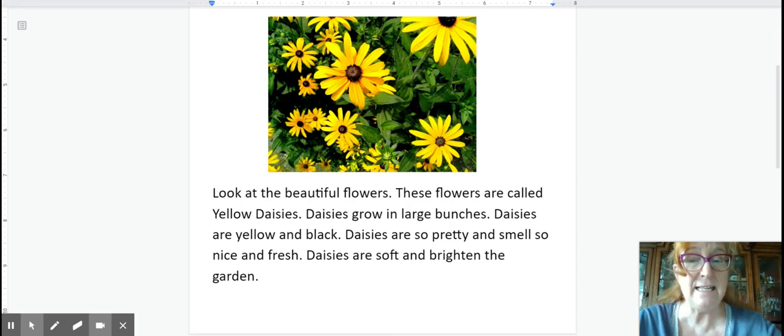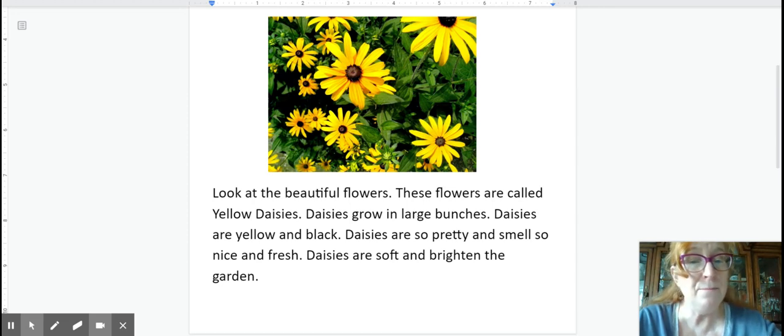My first sentence says, "Look at the beautiful flowers." So I said that the flowers were beautiful. That's a describing word. These flowers are called yellow daisies. Daisies grow in large bunches. So I described what kind of bunches. They grow in large bunches.